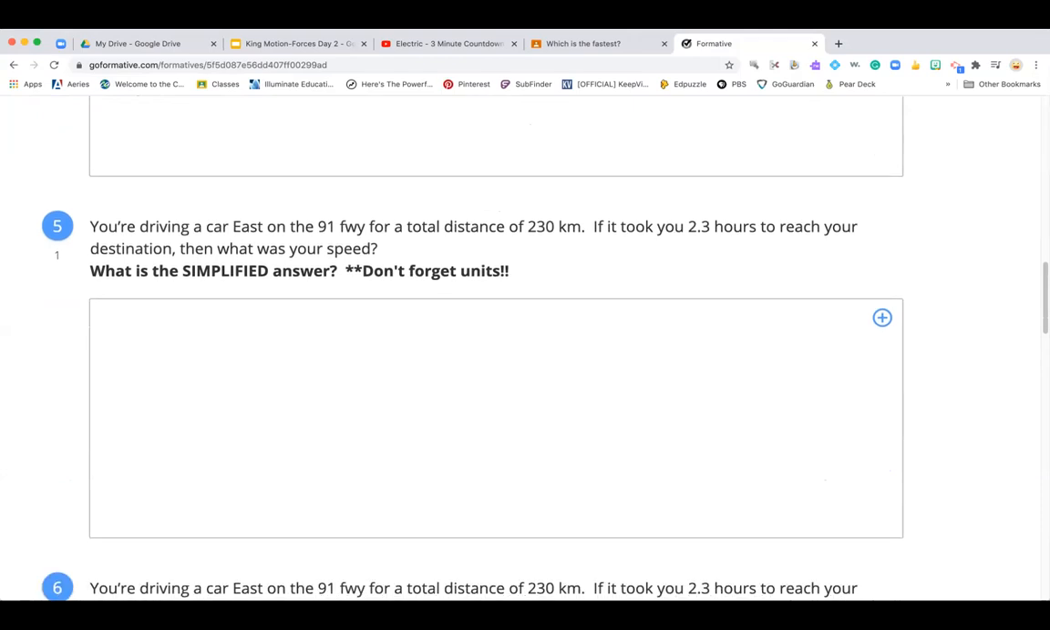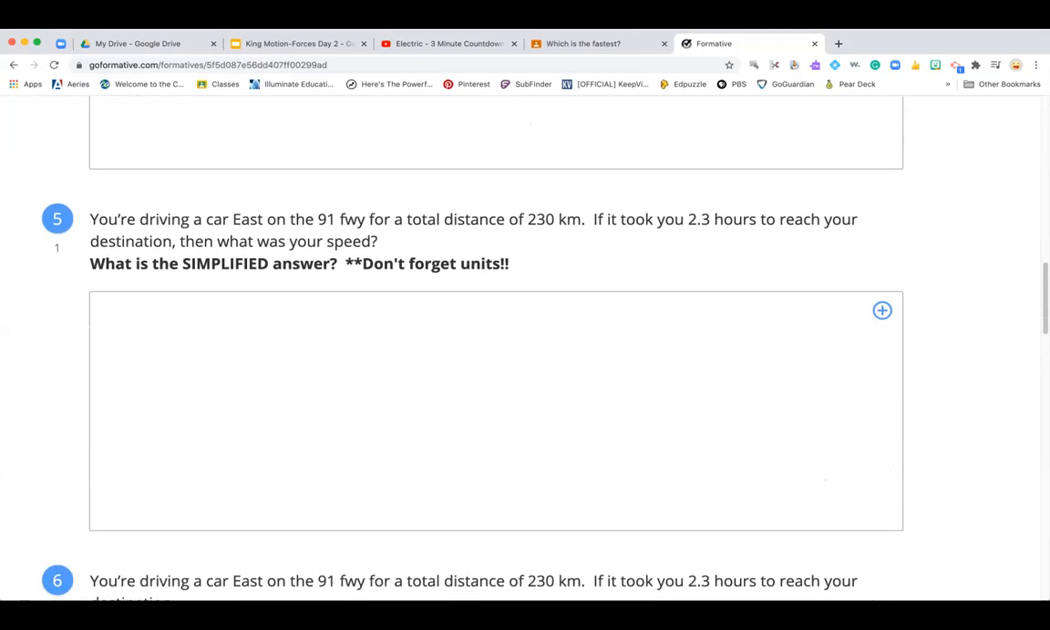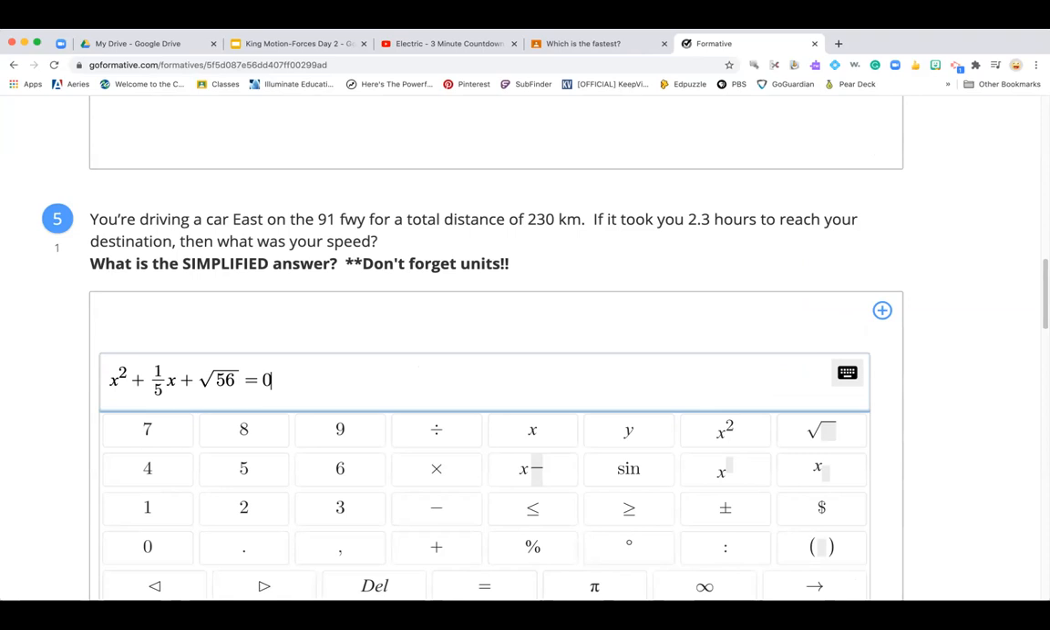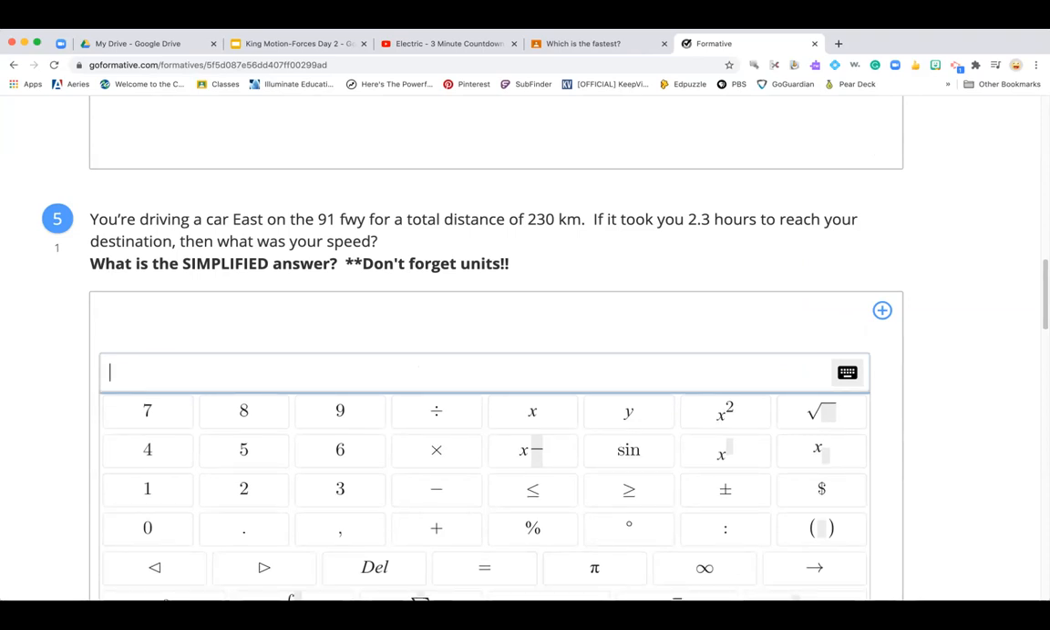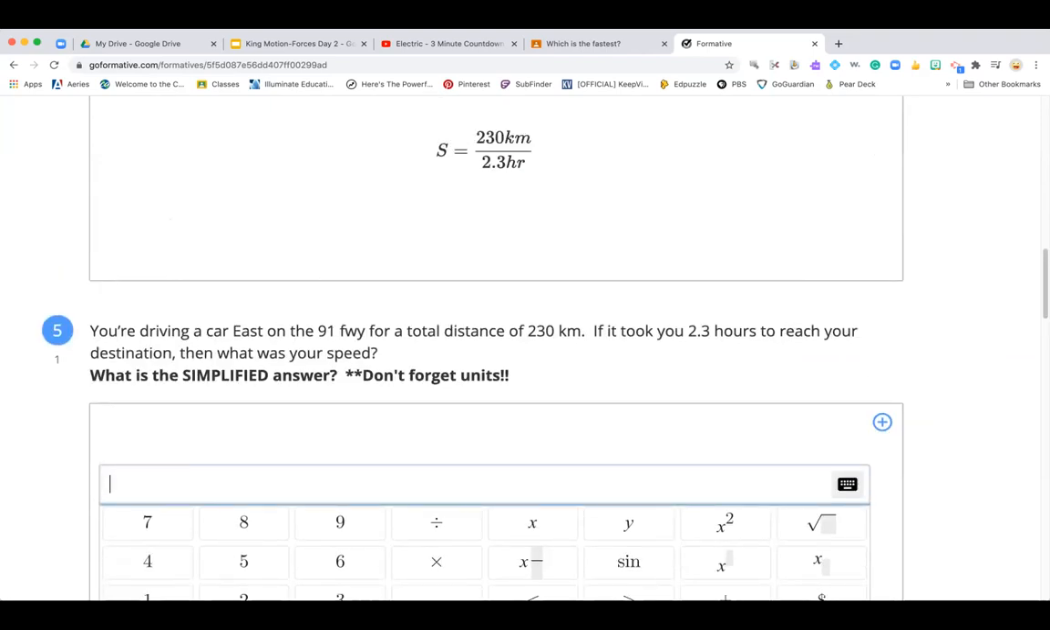So when I'm going to do this, I'm going to hit the blue circle again. I'm going to hit math. I'm going to delete this equation here. Just highlight and delete it. So I have the equation above, 230 divided by 2.3. So my speed equals 100, okay?